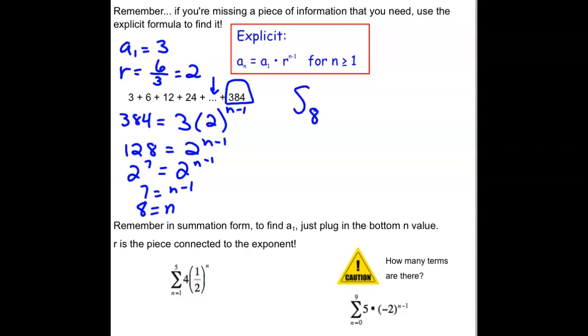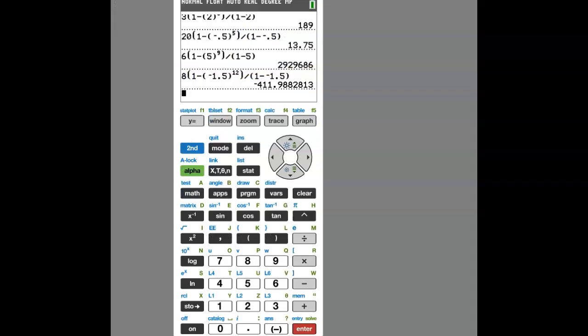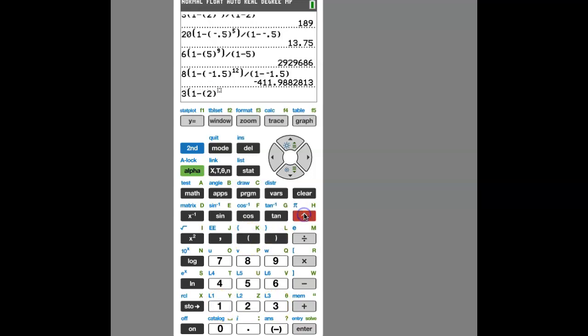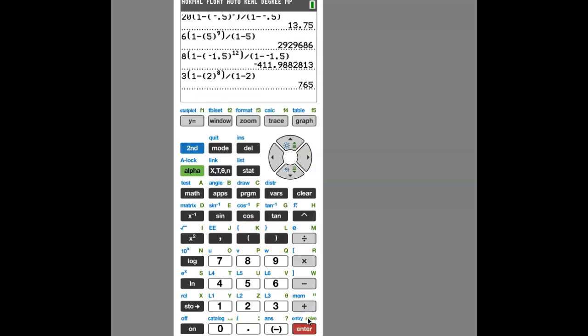We want to sum all 8 of those numbers. We start with a 3. We are taking 1 minus our r value to the 8th power, and we're dividing by 1 minus r. All right, so we had 3 times 1 minus our r value of 2. We had 8 terms, and we're dividing by 1 minus 2. So our total should be 765.